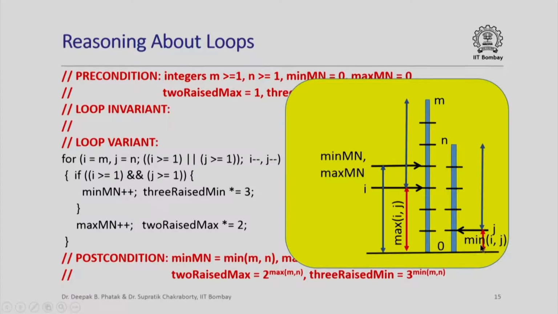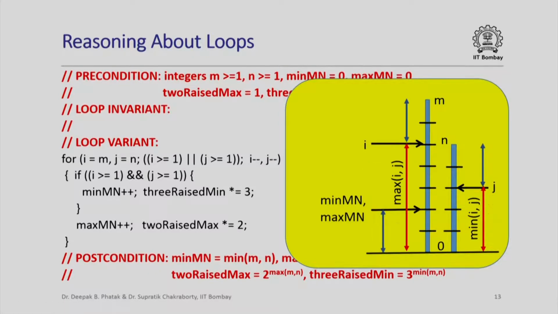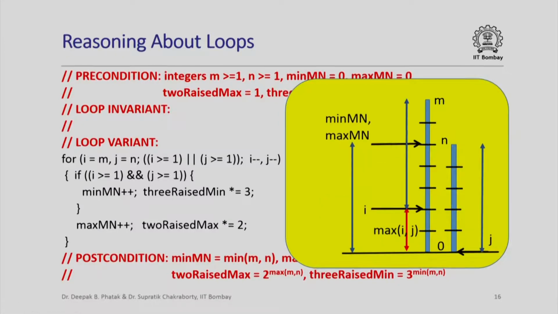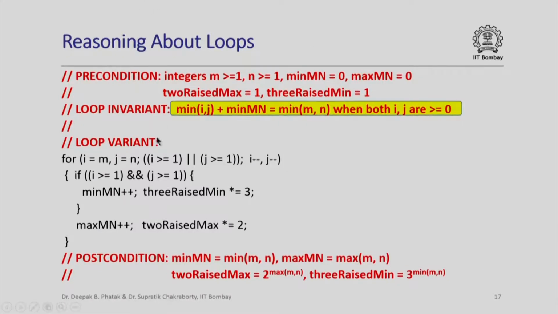We want to say that at every point as the loop iterates, the value of min ij plus the value of the blue arrow, which is the value of min mn, actually gives us the minimum of m and n, the two inputs that we read in. So we want to write that as an invariant, that min ij plus min mn is the minimum of m and n, of course when both i and j are greater than or equal to 0. So that becomes an invariant that is true every time that we iterate around the loop.